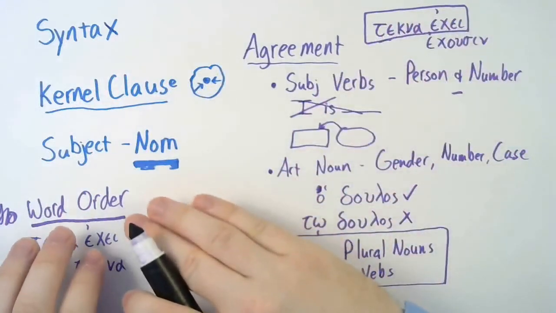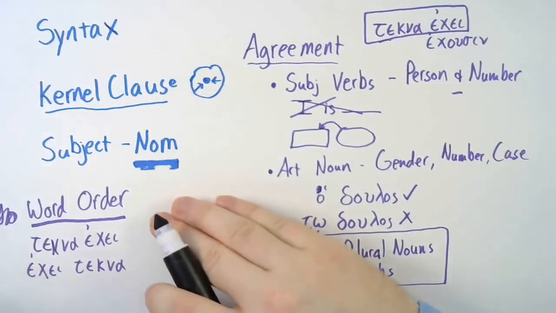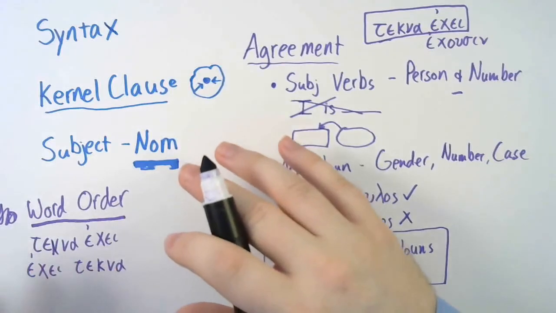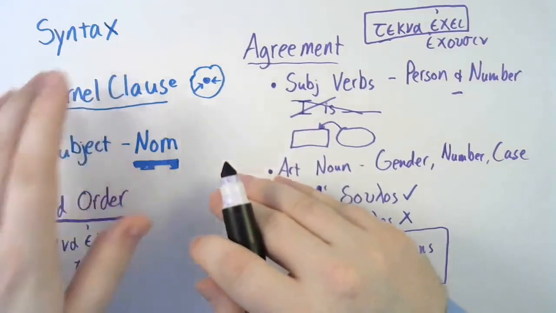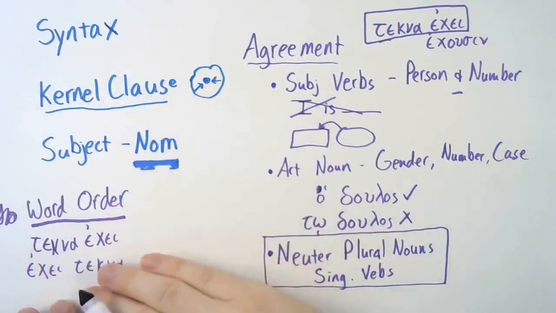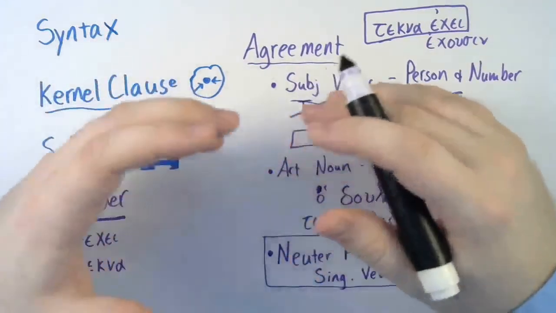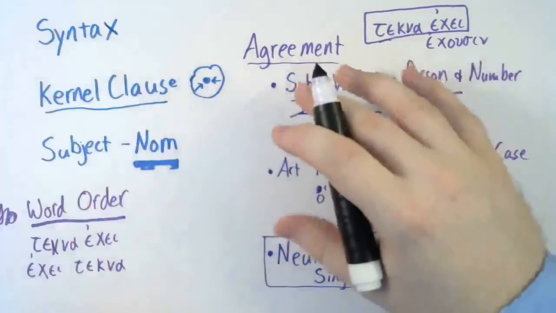And we also talked about word order. So the Greeks didn't depend upon word order for their basis of syntax, they depended upon endings. So word order was important, but it wasn't the primary factor.